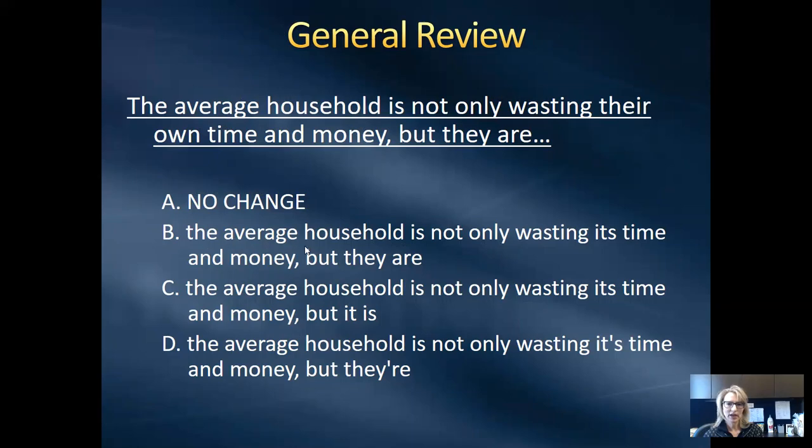So let's look at the rest. The average household is not only wasting its time and money, but they are. So here we kept a singular possessive pronoun, but we still have a plural pronoun here. So that's incorrect. The average household is not only wasting its time and money, but it is. So I think that's correct there. C, average household, it's, and it. But let's look at the last one. I always like to look at all the answer choices. The average household is not only wasting its time and money, but their. So this is totally wrong form of it. That would be wasting it is time and money. So we know that's wrong without looking any further.